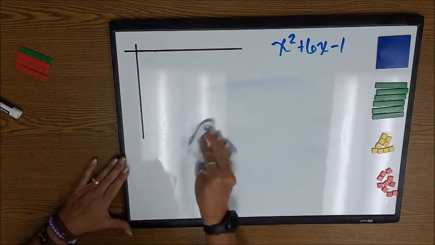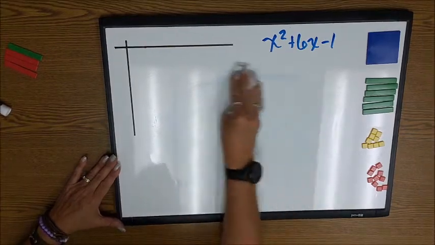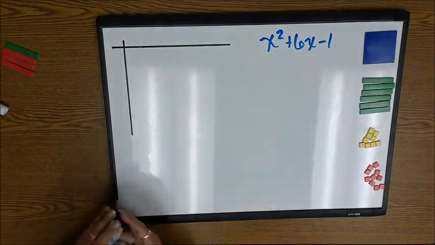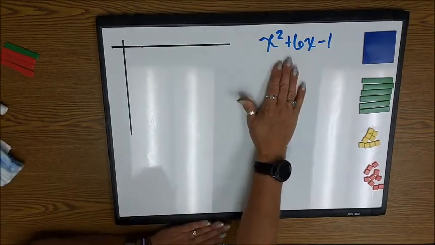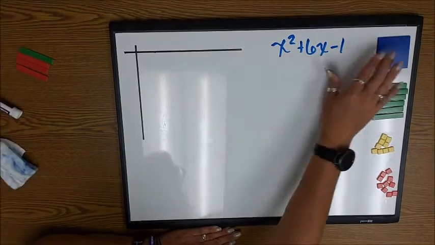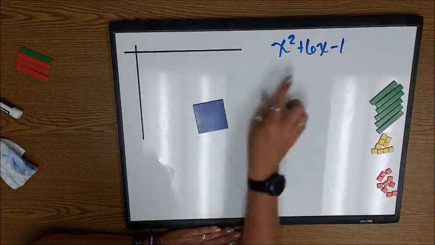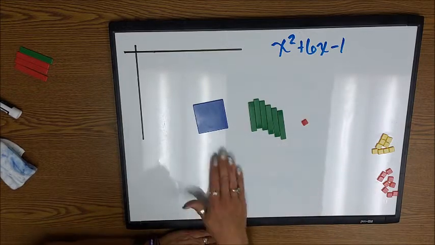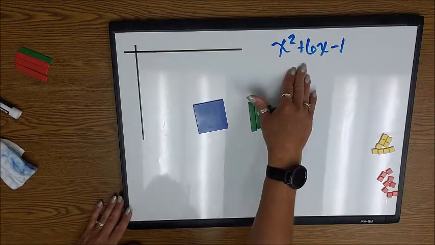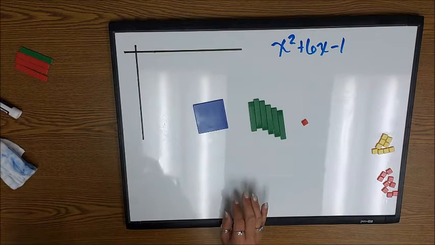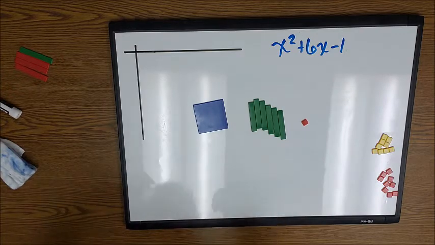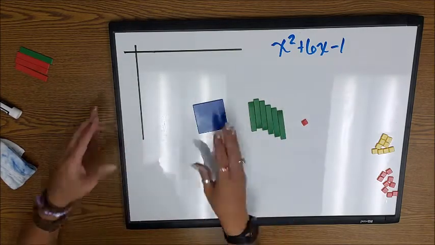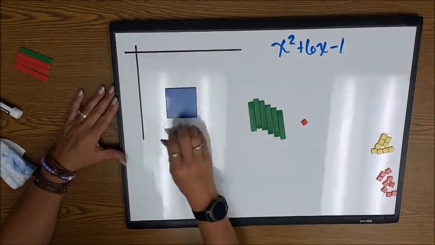So let's get down to taking a look at how we can model the completing the square using our algebra tiles. I'm going to start off just by representing my trinomial. In this case, I have an x squared, I have 6 x's, and I have a negative 1. So this is representative of my trinomial. When I complete the square, we literally want to turn these tiles into squares. So I'm going to line them up over here on my chart.